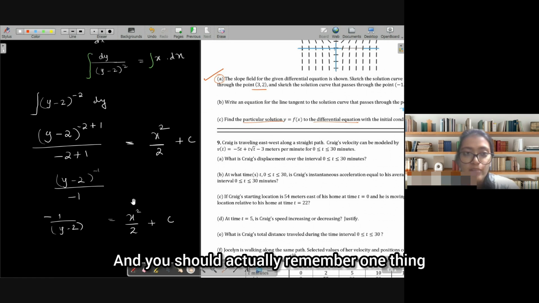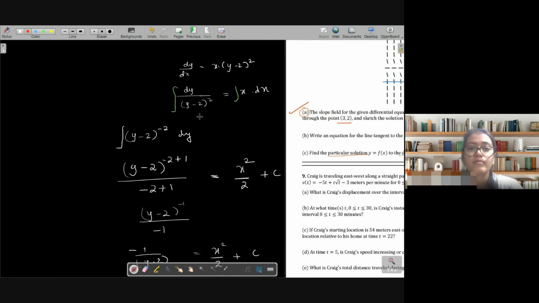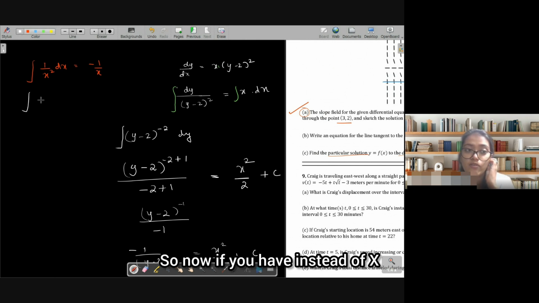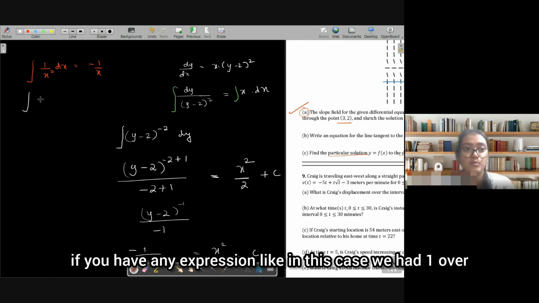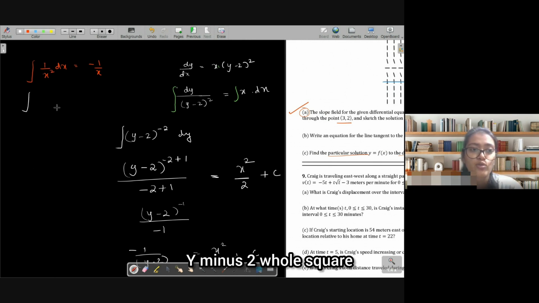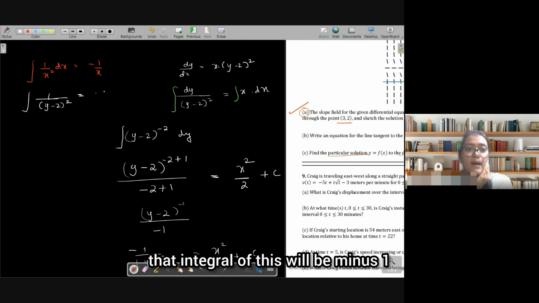And you should actually remember one thing. If you can remember this, it will save a lot of your time. The integral of 1 over x square is negative 1 over x. So this will be useful. Now if you have, instead of x, any expression, like in this case we had 1 over (y minus 2) whole square, you can directly write that the integral of this will be minus 1 over (y minus 2).